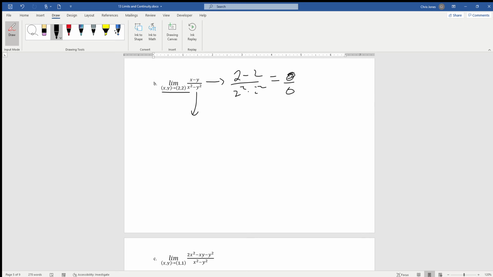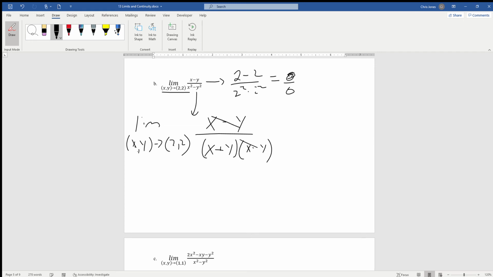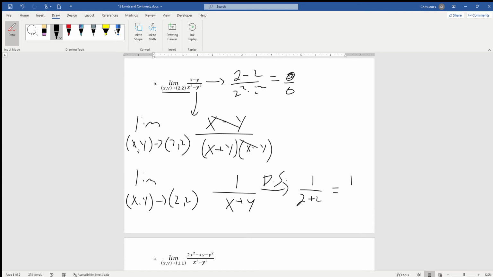So what we're going to do is rewrite this. We're going to have the limit as (x, y) approaches (2, 2). The numerator is prime, we can't factor it, but the denominator is a difference of squares, (x plus y)(x minus y). We can cancel out the x minus y's, and now we can rewrite this as the limit as (x, y) approaches (2, 2) of 1 over (x plus y). We try direct substitution now, and we end up with 1 over 2 plus 2, otherwise known as 1/4.